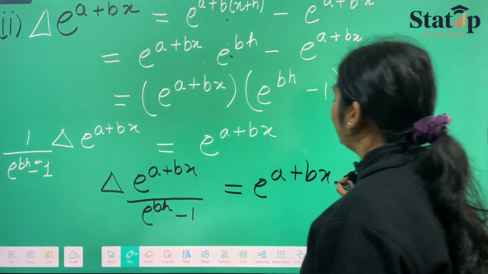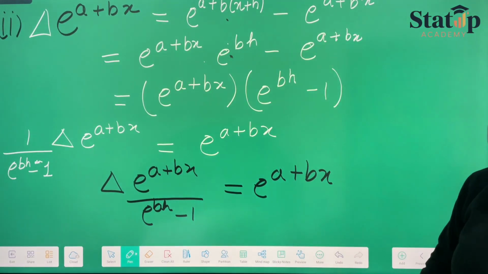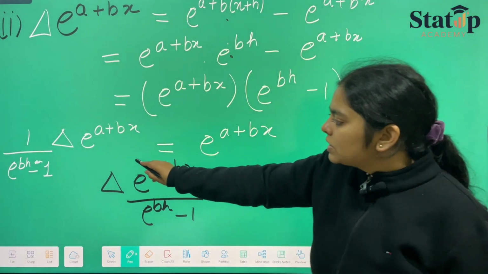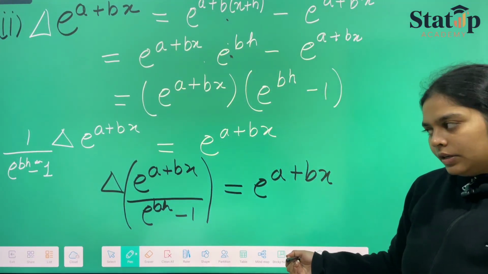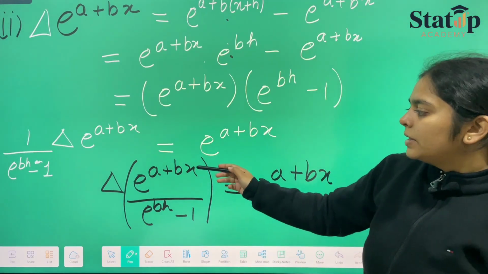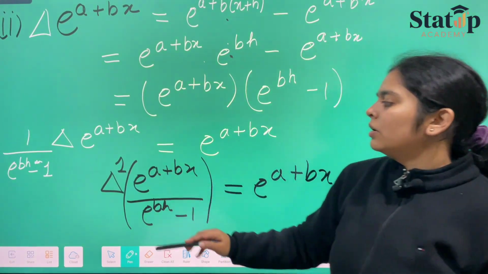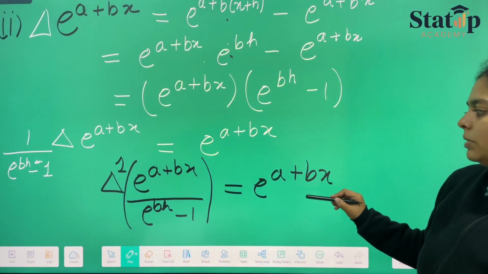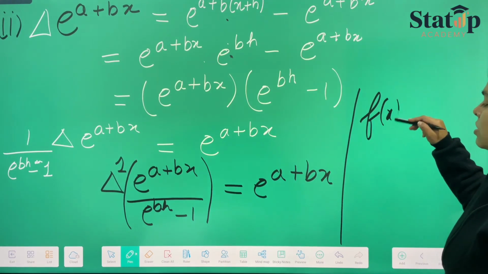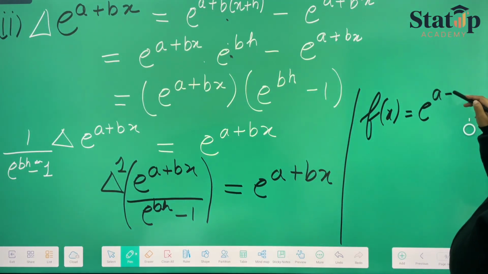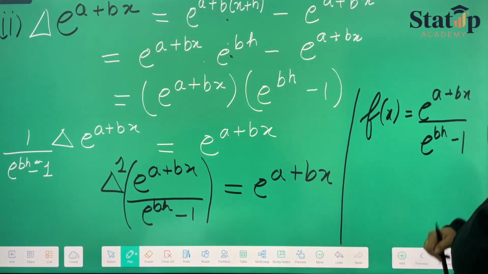Now in the question we have been given that the first difference of a function is e raised to the power a plus bx. If we see clearly here, the first difference of this function, first difference meaning delta to the power 1, is coming out to be e raised to the power a plus bx. Hence we can say that our function is e raised to the power a plus bx upon e raised to the power bh minus 1.